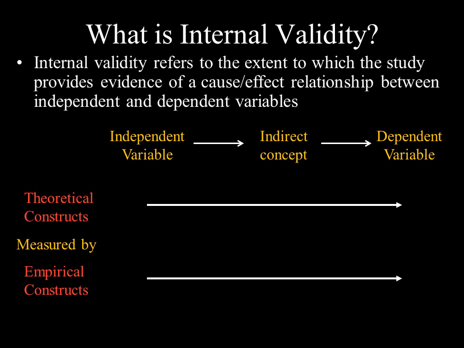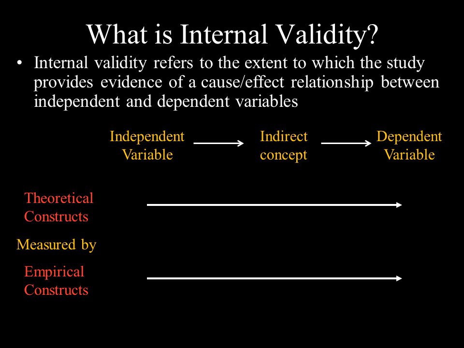Internal validity refers to the extent to which a study provides evidence of a cause or effect relationship between your independent and dependent variables. So, what internal validity is looking at is whether or not there actually is a plausible relationship between what occurred with the independent variable and its influence or effect upon the dependent variable.